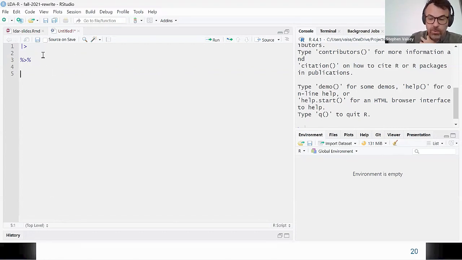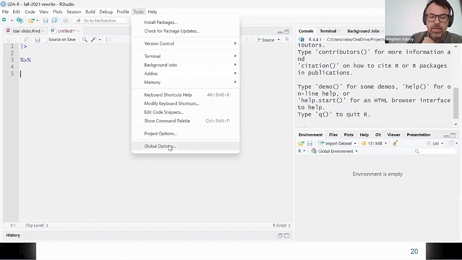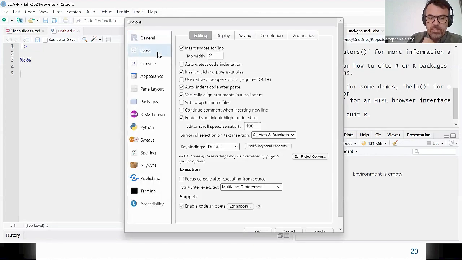Okay, so either one is fine. In 99% of cases, not 100 unfortunately, but in 99% of cases, these two do the same exact thing. And so what do the pipes do? Let me show you. I'm going to change it back to the native pipe because I prefer that.